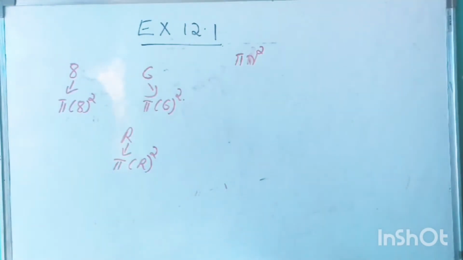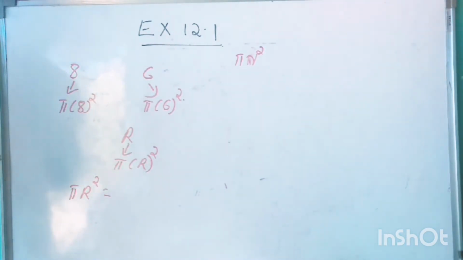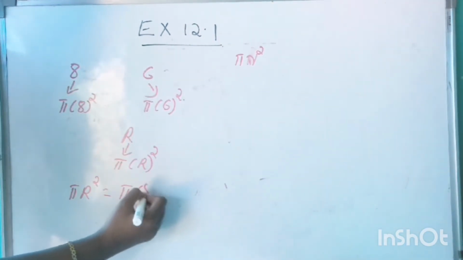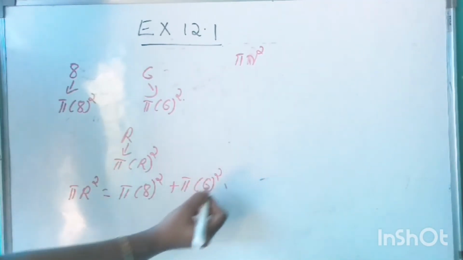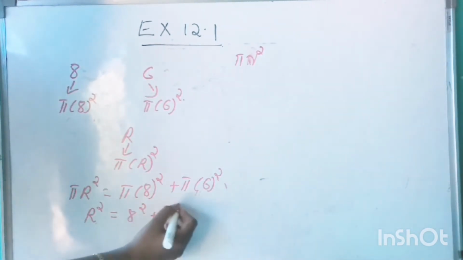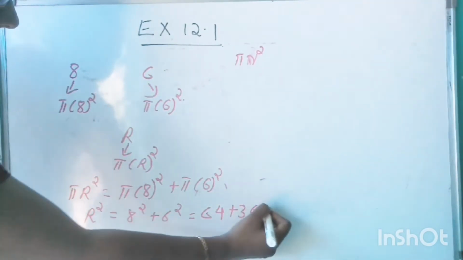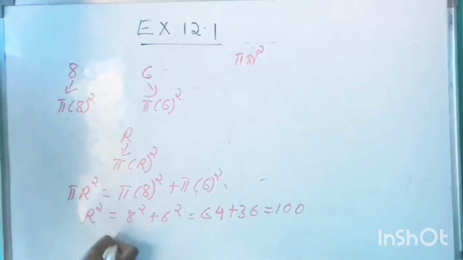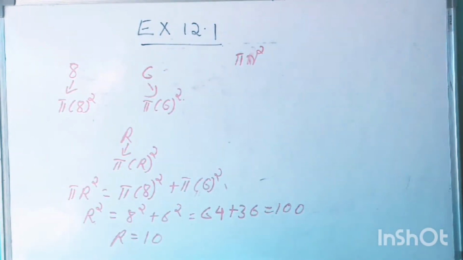What is the speciality of this third circle? The area of this third circle, that is pi R square, is equal to the sum of the areas of these two circles, pi into 8 square plus pi into 6 square. Pi is common, so that can cancel. Then R square is equal to 8 square plus 6 square, that is equal to 64 plus 36 is equal to 100. That is R is equal to 10. Hence, the radius of the third circle is equal to 10.